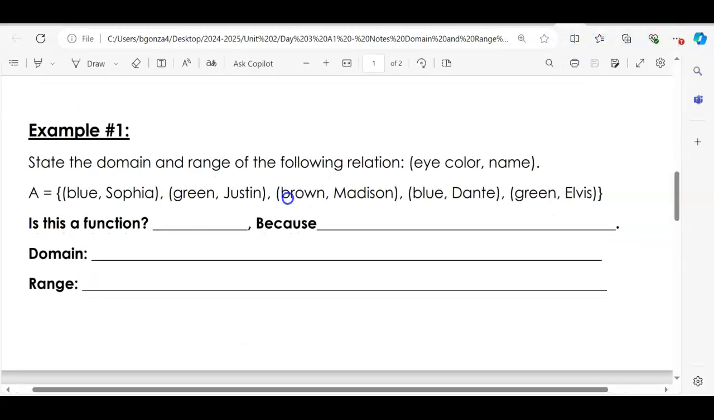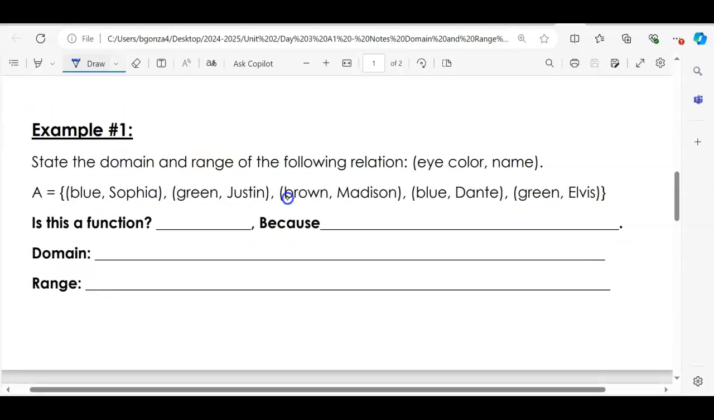Yes, okay, so example 1, here we go. It says state the domain and range of the following relation. Now this is weird because it's not numbers, it's eye color and name. Kind of weird, but we can still do this. Remember, it's always X before Y, like you're saying oxygen, right? Alphabetically, X before Y. Okay, so is it a function?